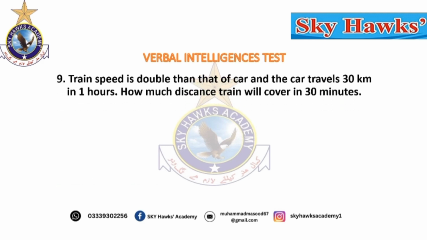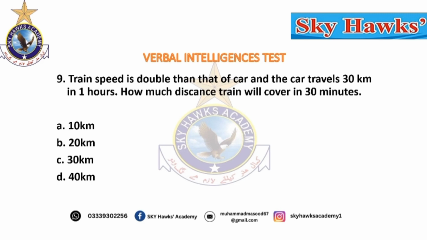Alright, the next question is: the speed of a train is double that of a car, and the car travels 30 km in 1 hour. How much distance will the train cover in 30 minutes? So we have options 10 km, 20 km, 30 km or 40 km.